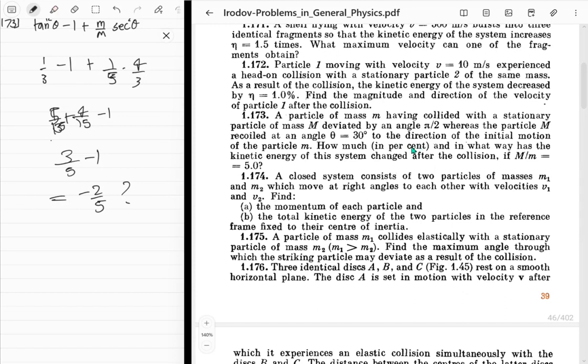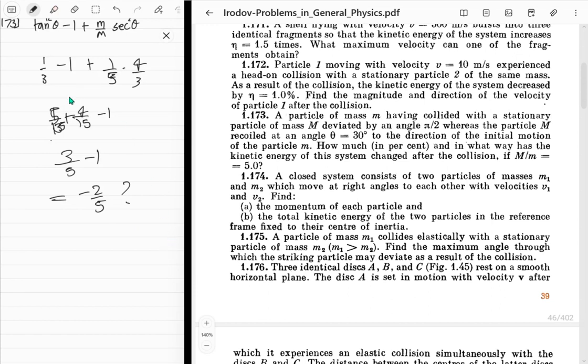Understandable. If it was an elastic collision, then the angle of incidence would be equal to the angle of reflection, right? It would be different actually. But we got it, right? We got how it's going to be.